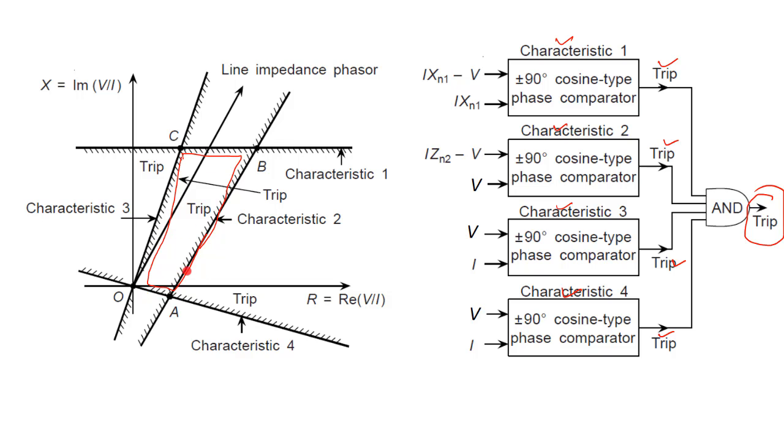So, in this way we can design various types of quadrilateral relay using these static comparators. Just using various types of combinations we can get various types of characteristics. So, this is how static comparators play a very important role in designing relays.